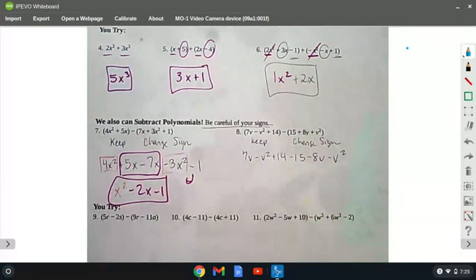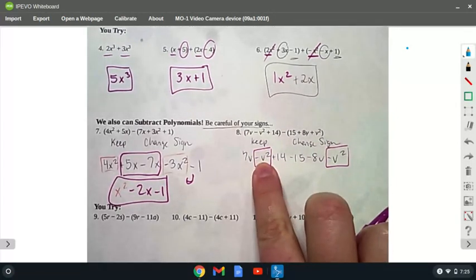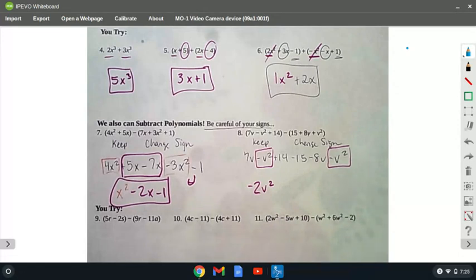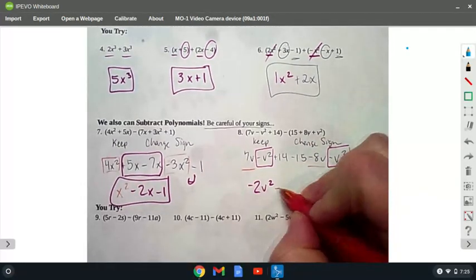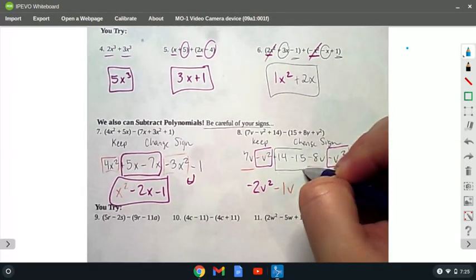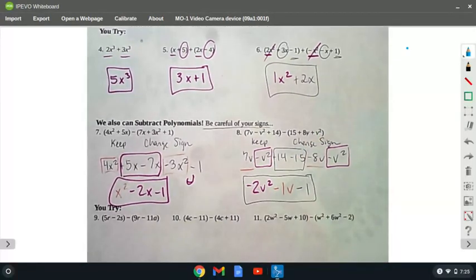Now I'm going to simplify. My largest degree here is a 2, so I'm going to combine those. -1 and -1 combines to be -2v squared. Next, I have 7v and -8v, which is giving me -1v. 7 minus 8 is -1. And then lastly, I have 14 minus 15, which is -1.